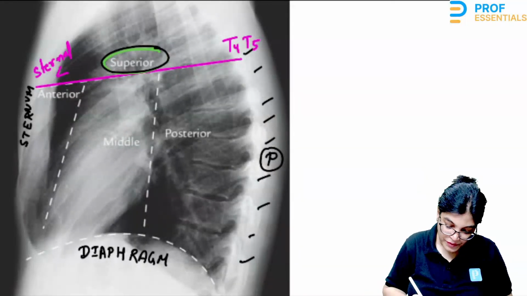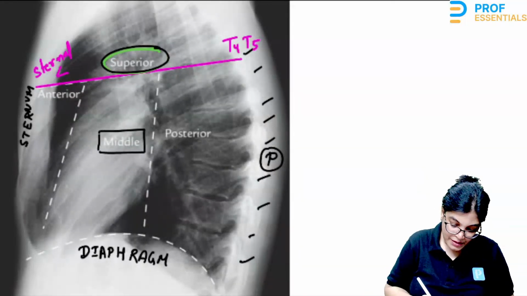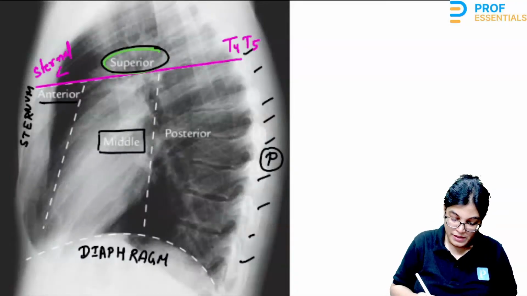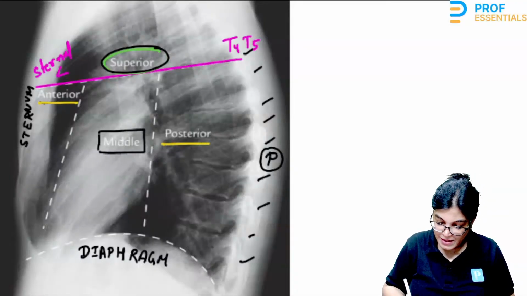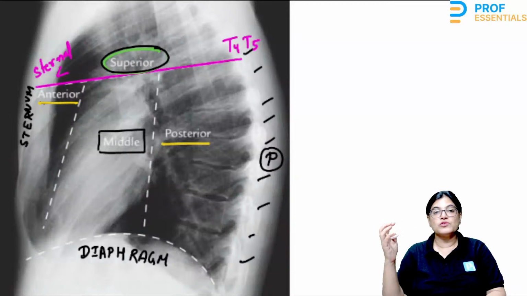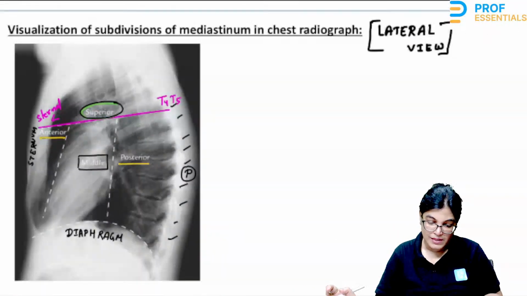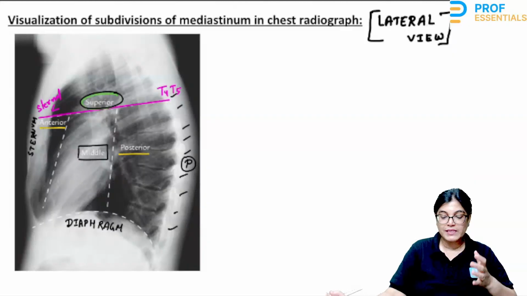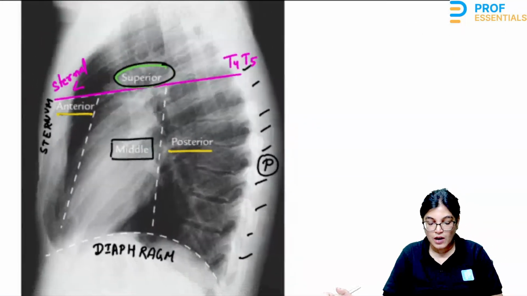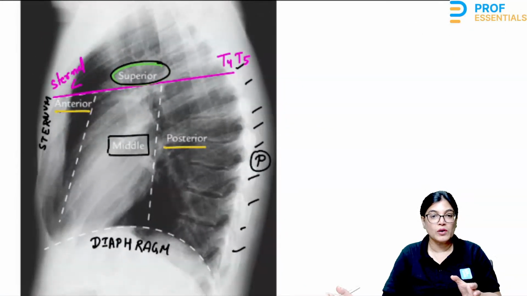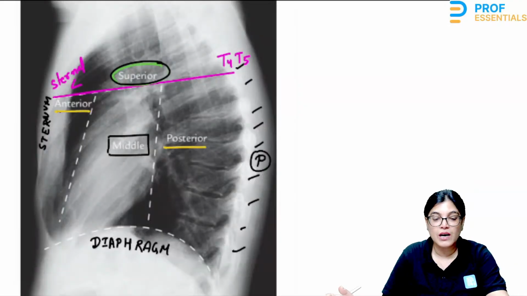Now, lower to it, we will have the middle mediastinum. Just posterior to the sternum, we have the anterior mediastinum, and the area which is lying posterior to the heart and great vessels, and anterior to the thoracic vertebra, is the posterior mediastinum. So this is how the entire mediastinum is divided into the following subparts. Okay, this is how it is done.